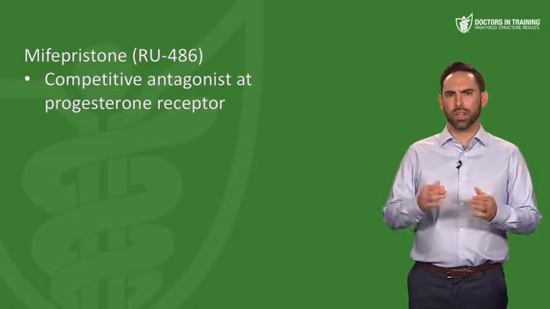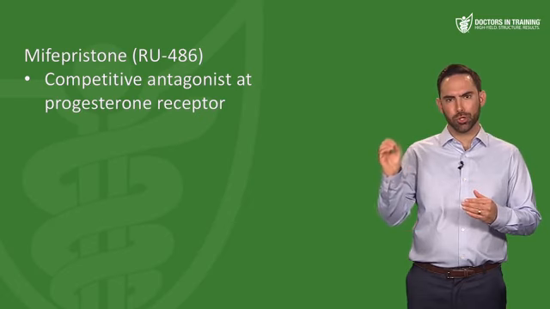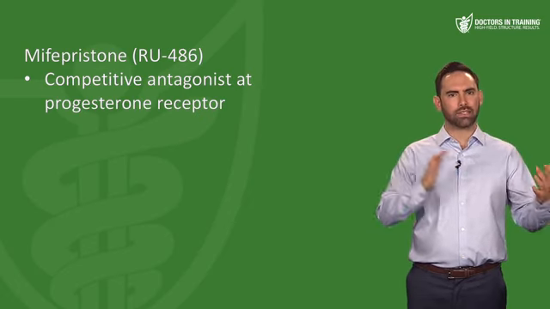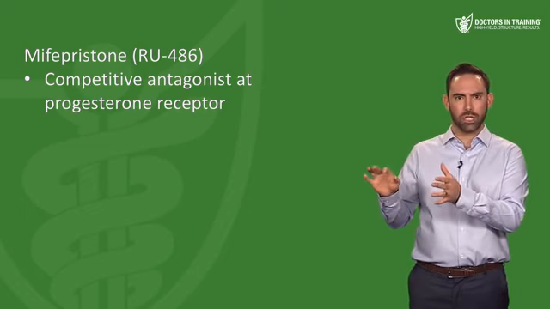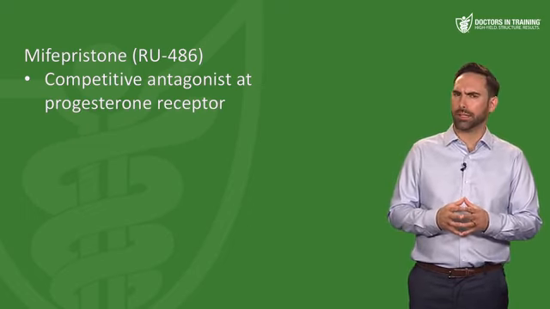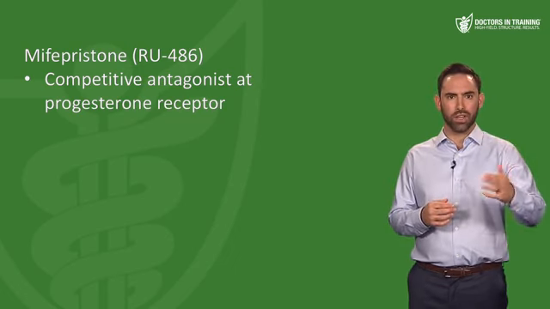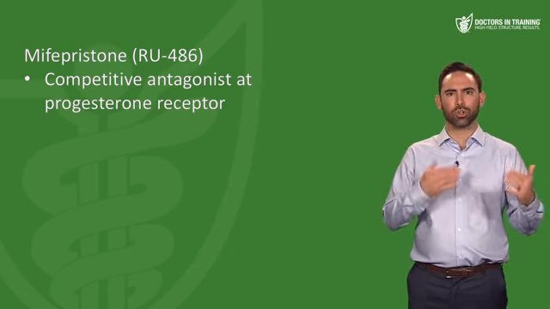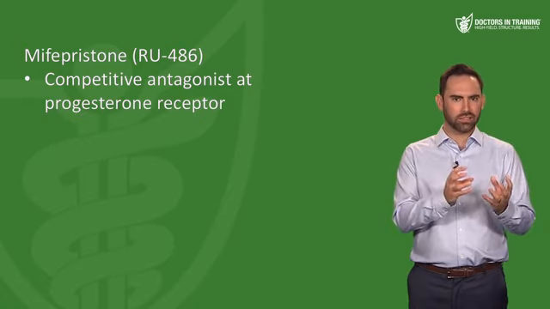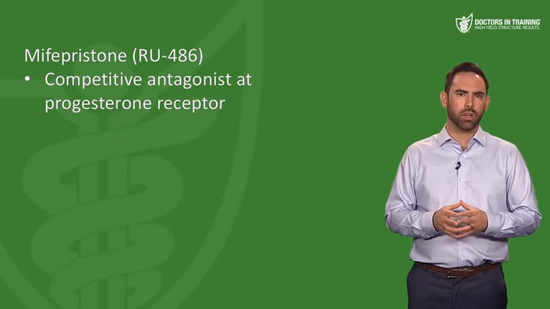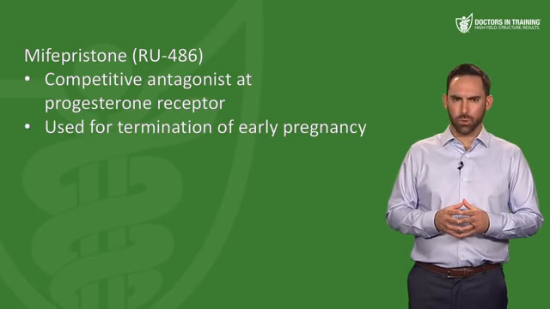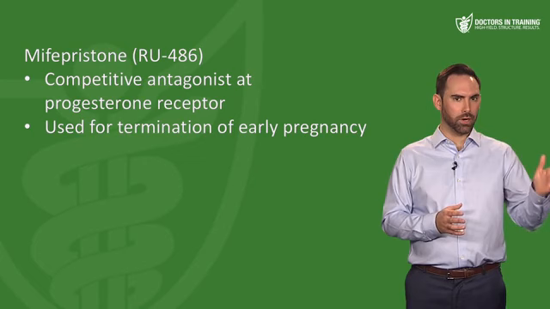The next drug is mifepristone, also known as RU486. Mifepristone is a competitive antagonist at the progesterone receptor, so it's an anti-progestin. Now remember, we said that progesterone is progestational. It's necessary for maintaining a pregnancy. So if you give mifepristone, an anti-progesterone, early in pregnancy, that causes the blastocyst to detach and the myometrium to contract, ending the pregnancy. So that's what mifepristone is used for, the medical termination of early pregnancy.